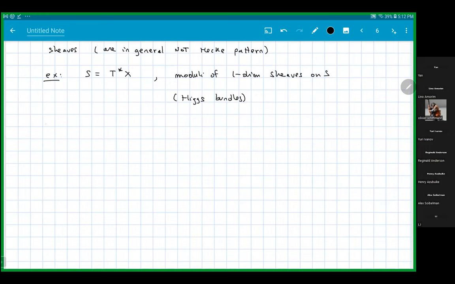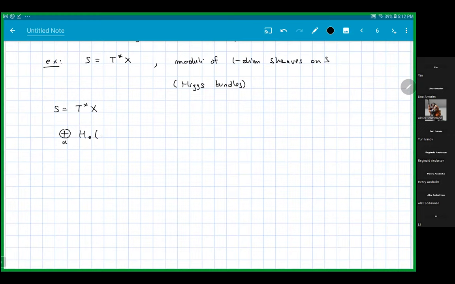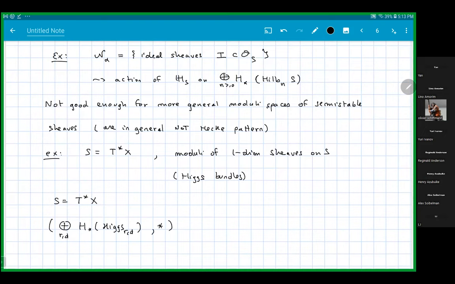So now we consider just this case. S is T star X, and we consider the direct sum for all alpha of the homology of Higgs bundles, Higgs, R and D. Relatively prime? No, all of them. So this is a stack, yeah. Here also, ideal sheaves is viewed as a stack, but an ideal sheaf is automatically stable. So as a stack, it's just a G_m gerbe of the moduli space over the actual Hilbert scheme.